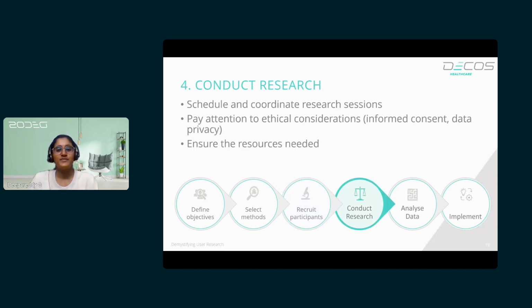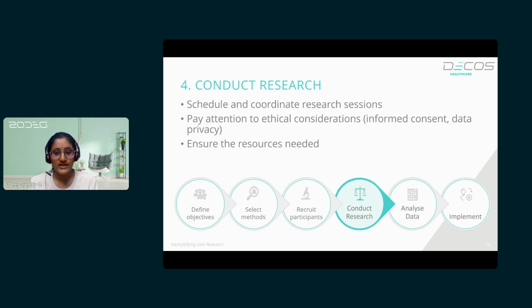So the fourth step in user research is to conduct the research. We can schedule and coordinate the research sessions carefully to ensure smooth execution. The timing of research is also key. User research is useless if it is performed too late to influence the direction of the project. And also, paying attention to ethical considerations, like seeking informed consent, and also ensuring the data that they're sharing with us is kept private, to build trust and also to protect their rights.